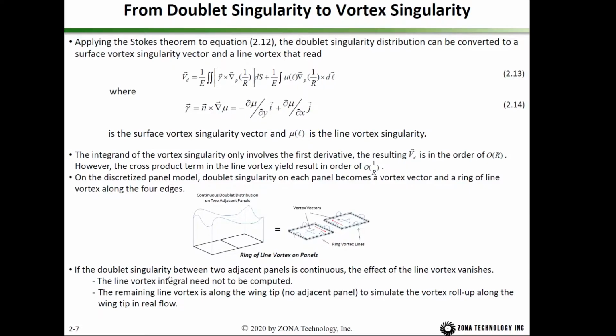If the doublet strength between two adjacent panels is continuous, the effect of the line vortex vanishes because these two line vortex strengths are the same. Then because the integral directions are opposite, their effects cancel out. The remaining line vortex is along the wingtip, because at the wingtip there's no adjacent panel to cancel out this line vortex. However, this line vortex is to simulate the vortex roll up along the wingtip in real flow.